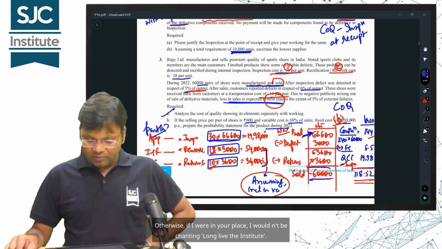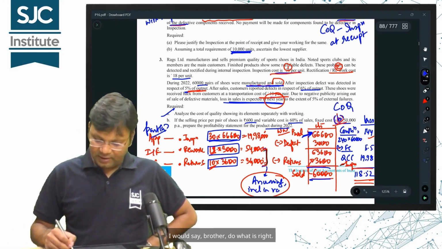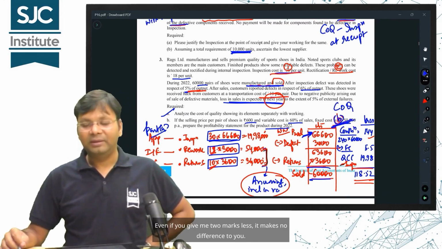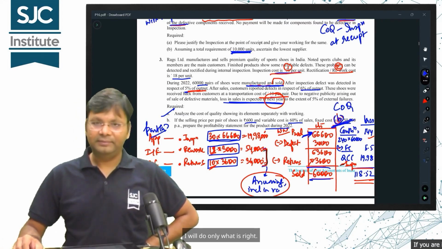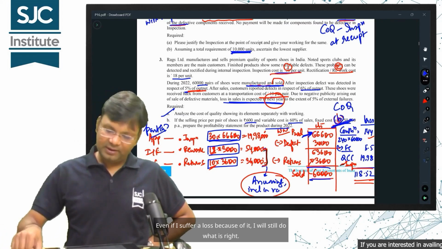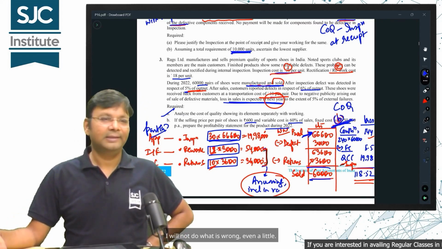Otherwise, if I were in your place, I wouldn't be chanting, "Long live the institute." I would say, brother, do what is right. Even if you give me 2 marks less, it makes no difference to you. That's your problem. I will do only what is right. That's my principle in life as well. Even if I suffer a loss because of it, I will still do what is right. I will not do what is wrong, even a little.